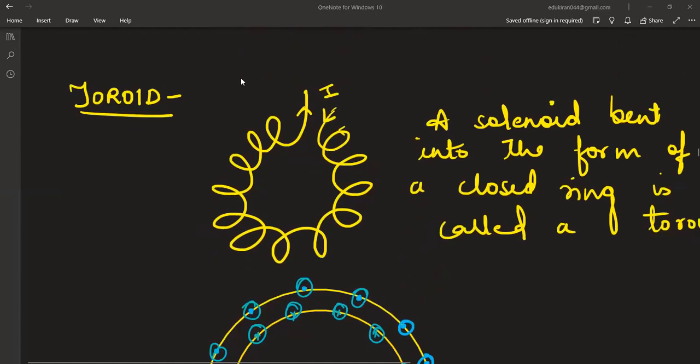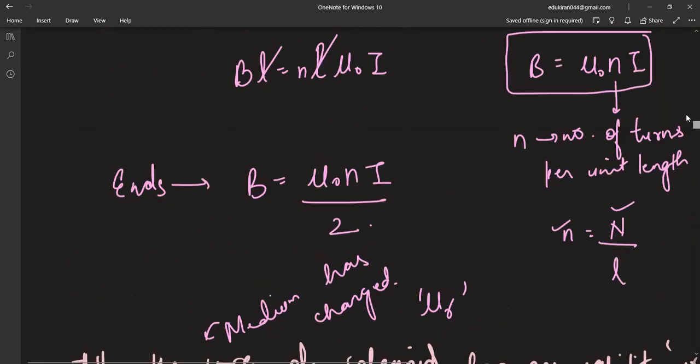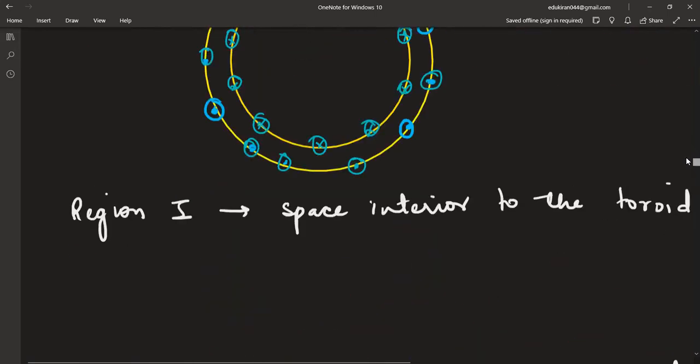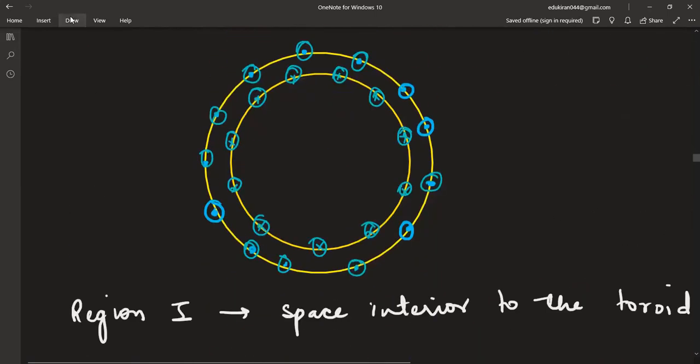The solenoid was a straight device. Now, if you curve it and make it in the form of a circle, that becomes a toroid. So a solenoid bent into the form of a closed ring is called a toroid. The difference that will come is that here the length was the length of the entire solenoid, but since this is a curve, the length of the circle will be 2 pi r.